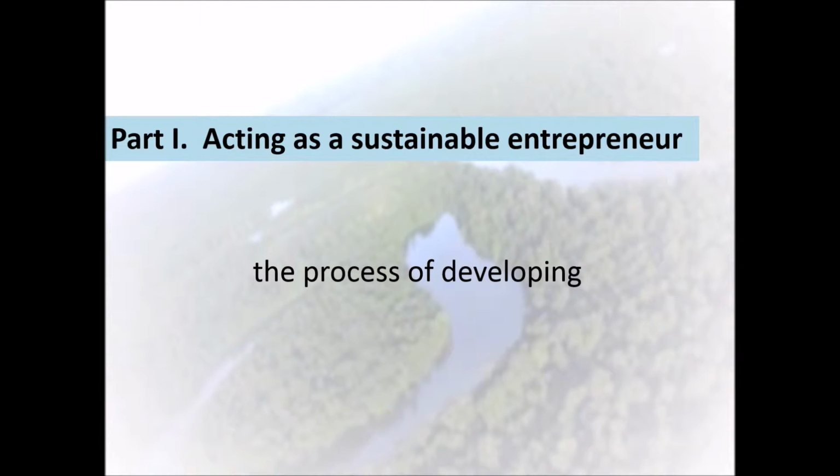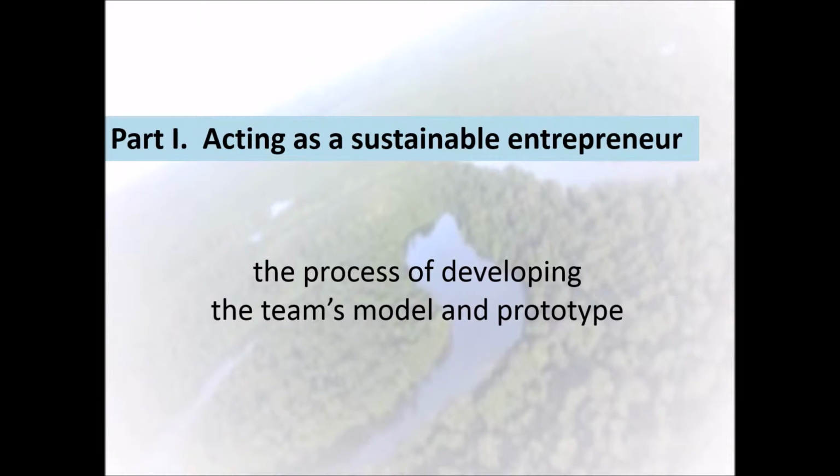Part 1. Acting as a sustainable entrepreneur. The process of developing the team model and the prototype. At first, I'd like to talk about the process of preparation, our team model and the prototype. We came up with some ideas at the seminar. Therefore, we compared ideas using criteria to see which one had the highest possibility and fit our focus area. Our focus area is Latin America. Through this step, we decided on a sustainable idea in the aspect of decoration and accessories.